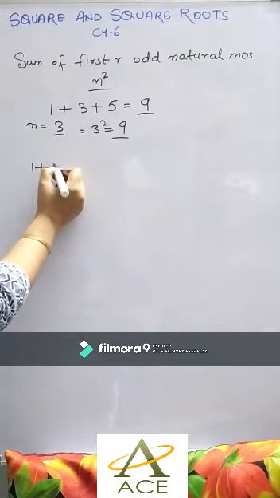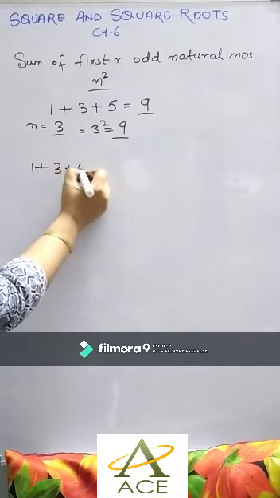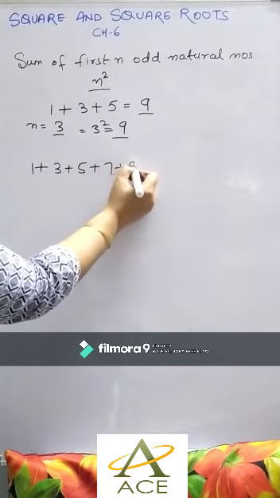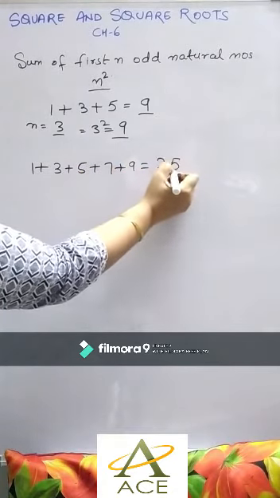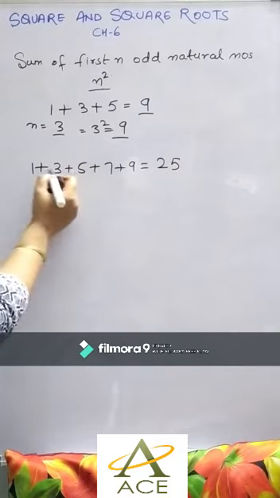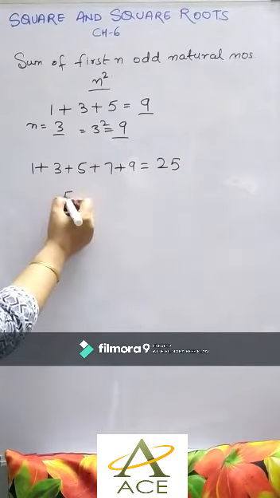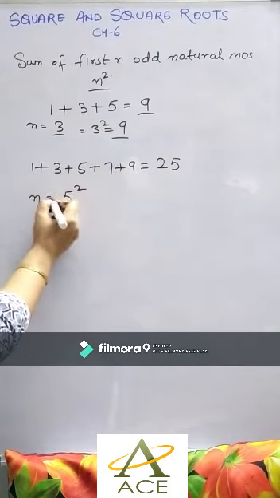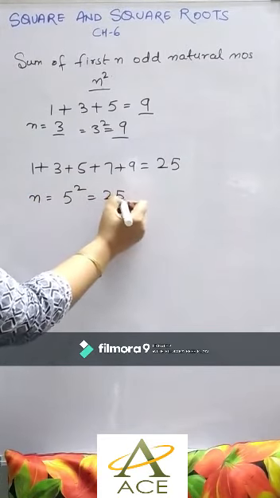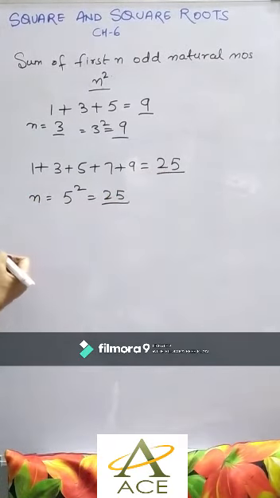We can take another example. Let's take first 5 odd numbers. It will be equals to 25. So here n will be 1, 2, 3, 4, 5. We have 5 numbers. 5 square. It will come as 25. This is also same. So it is clear.